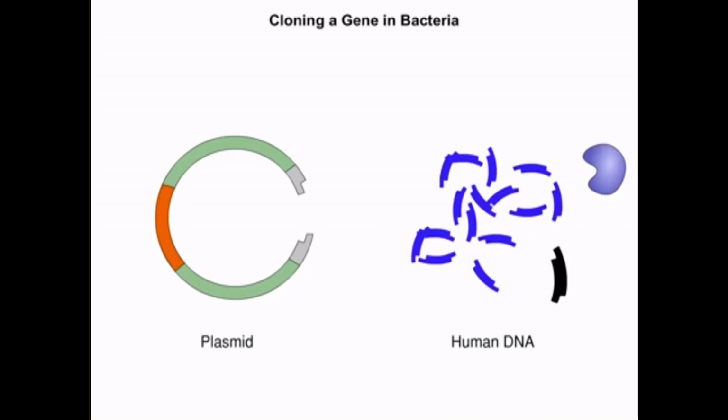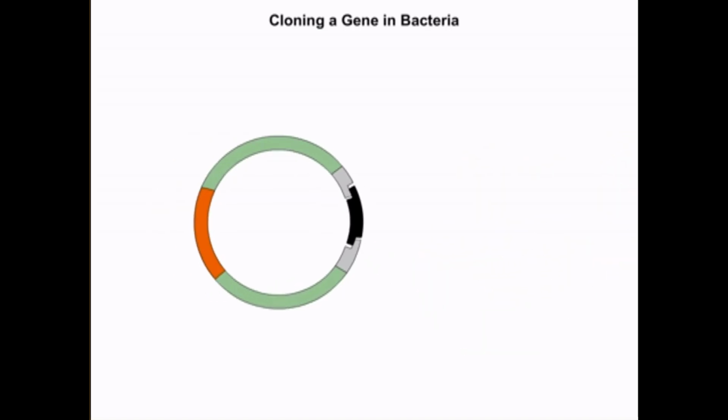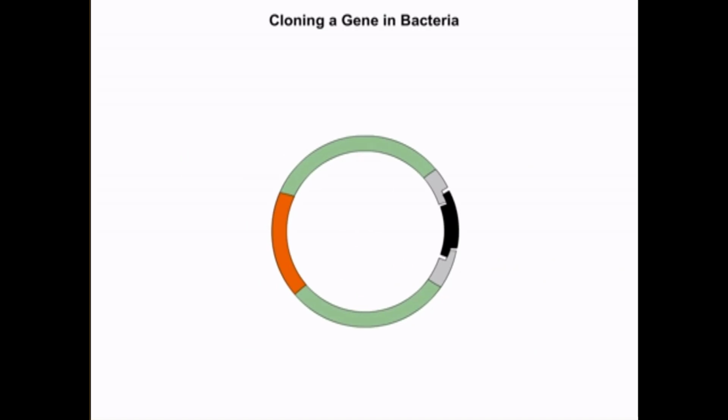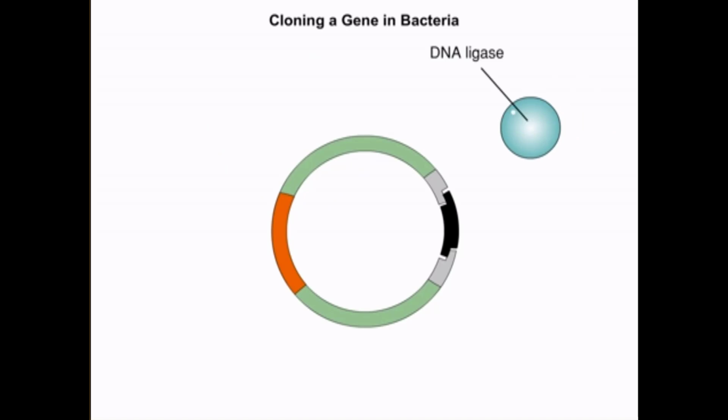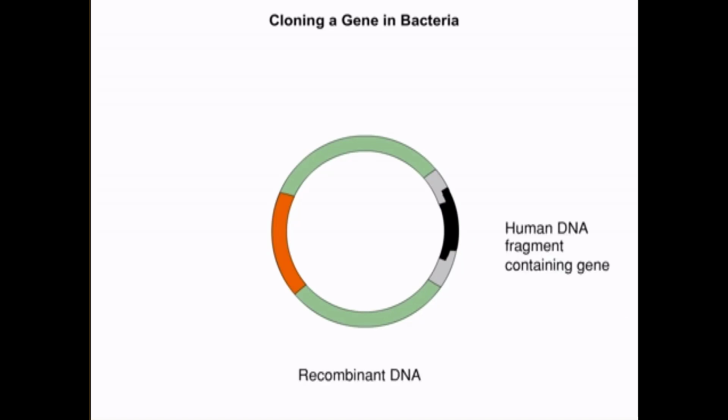The same enzyme is used to cut up DNA obtained from a human cell. The restriction enzyme produces DNA fragments that have matching sticky ends that join by complementary base pairing. An enzyme called DNA ligase forges covalent bonds that join human and plasmid DNA, creating recombinant DNA. The human gene is inserted in the middle of the plasmid LAC-Z gene. The plasmid also carries a gene for resistance to the antibiotic ampicillin.